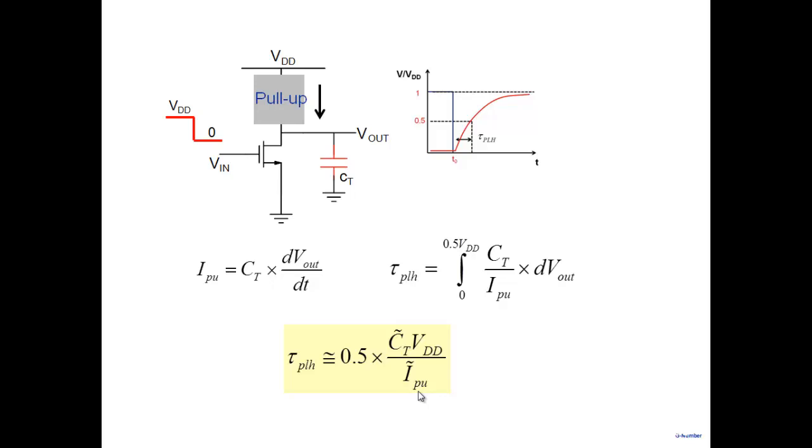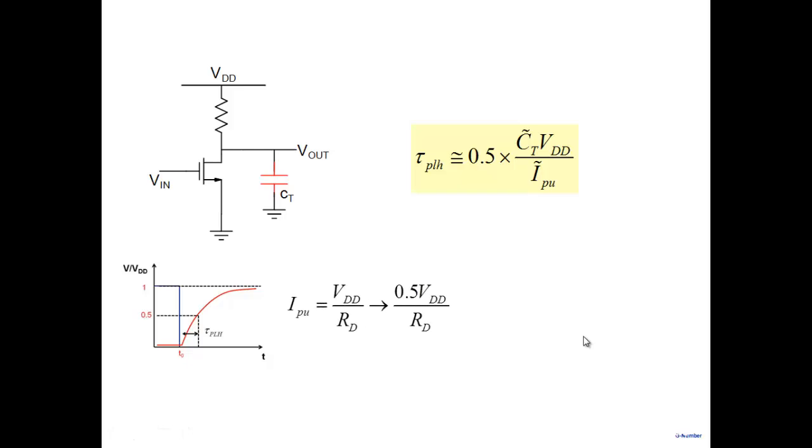On an average, how much current can my pull-up supply as it goes from 0 to VDD by 2? The pull-up current varies. If it's a resistor, initially the current would be high, and as this capacitor charges, the current will decrease. So current is in general a function of voltage, but you can define some average current and an average capacitance over the transition, and talk about tau p LH as 0.5 C_T VDD by I_PU.